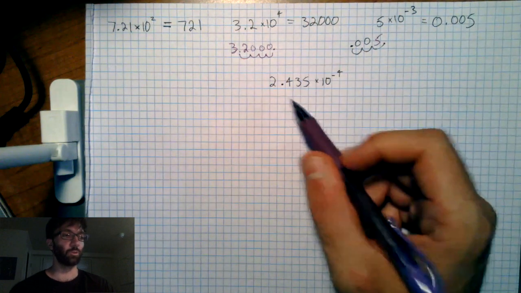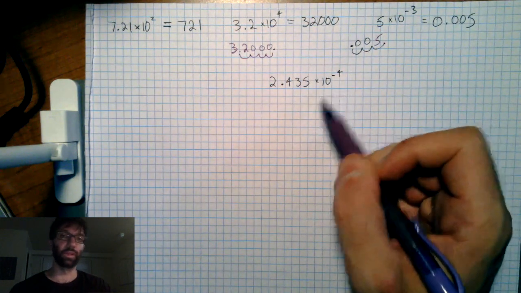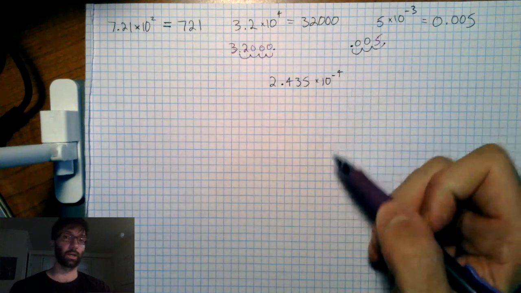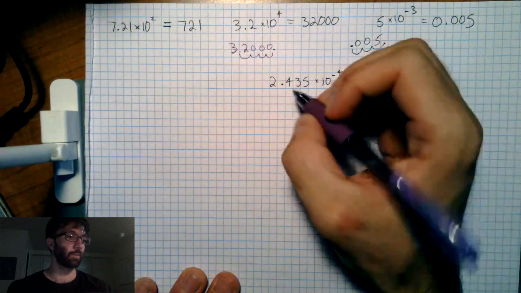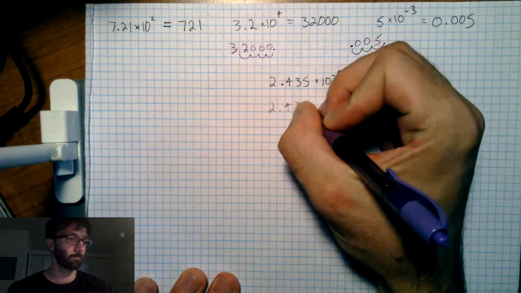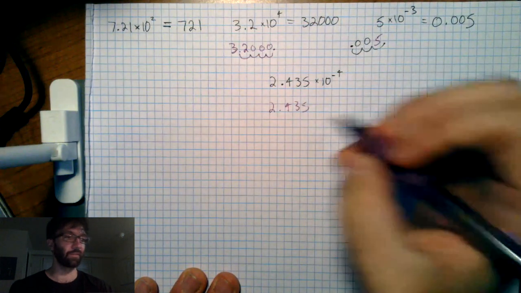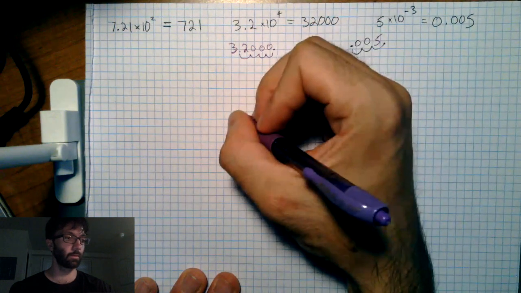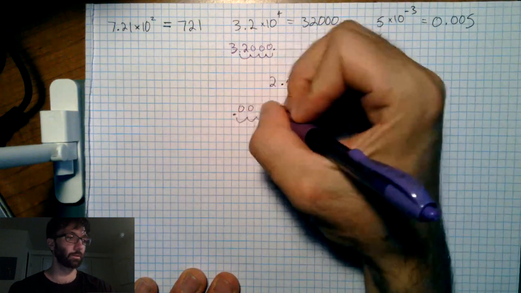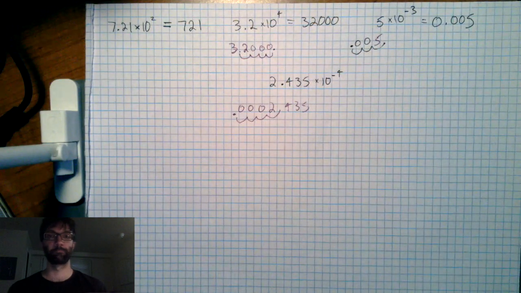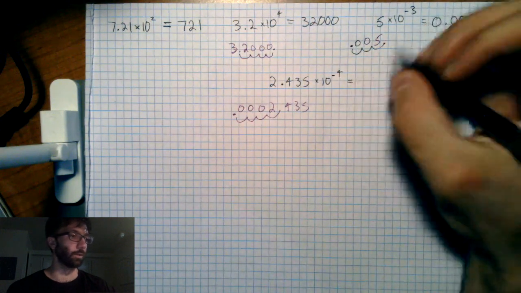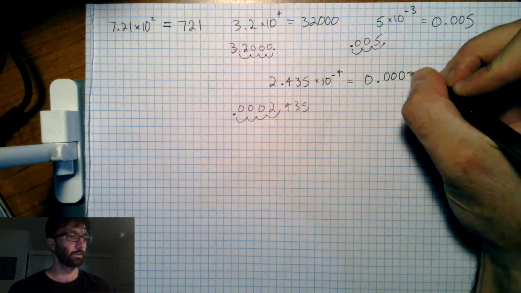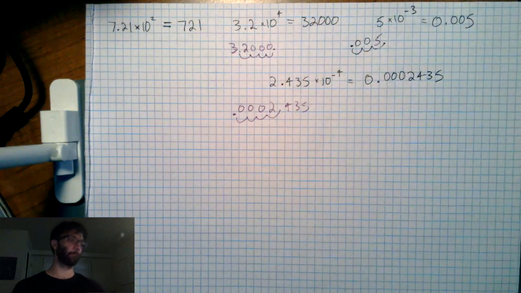So here I have 2.435 times 10 to the negative fourth. This means I'm going to be dividing by 10 4 times. And so I'm going to take my decimal and move it left 4. 1, 2, 3, 4. And then I'll go ahead and fill in zeros into my empty spaces. And so this is going to equal 0.000245 in standard form.